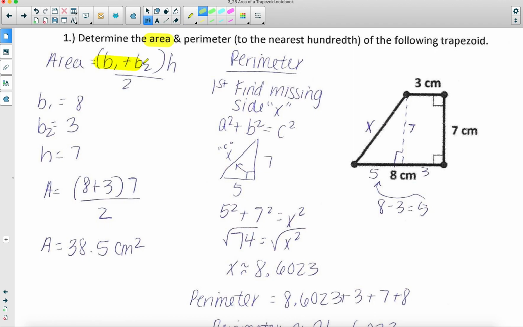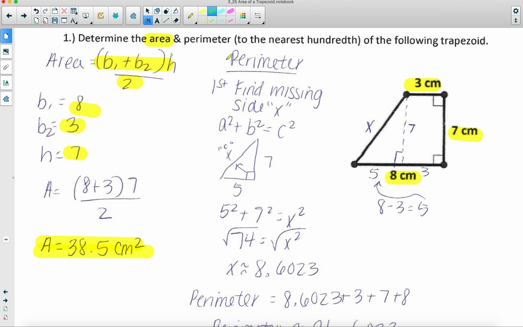So here's our area with our formula, base 1 plus base 2 times the height divided by 2. All right, so I took a look here. It was pretty obvious. My bases were 8 and 3. My height at 7. Perfect. Substitute in everything. I have 11 times 7, which is 77, divided by 2 gives us 38.5 centimeters squared. Again, remember, area is squared because we're talking about more than one dimension.